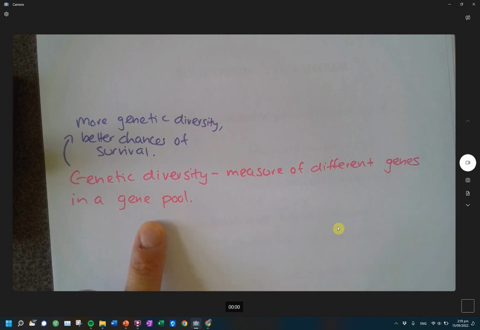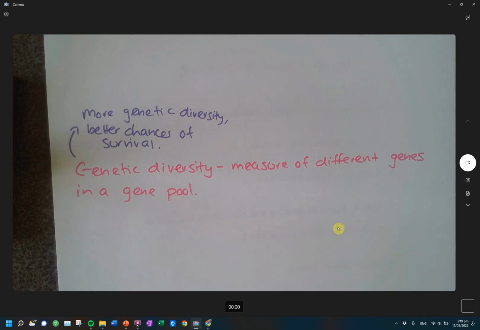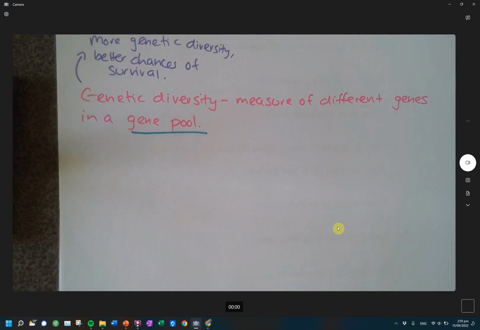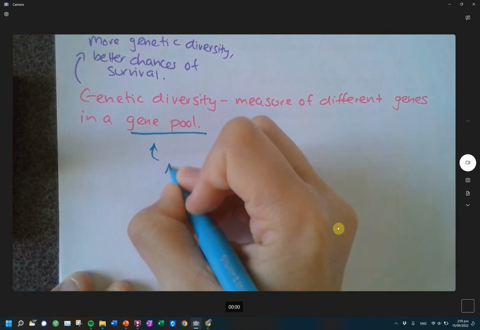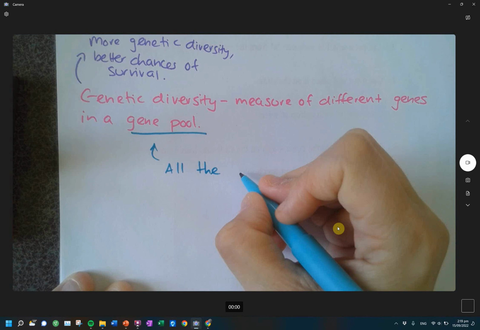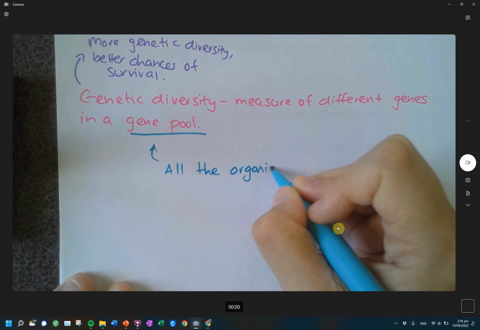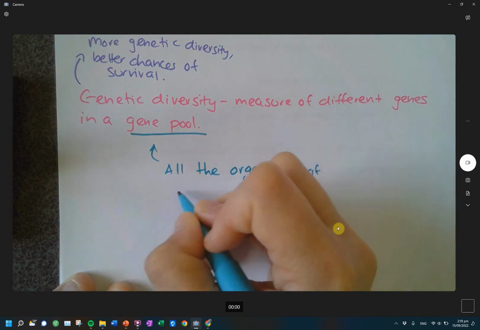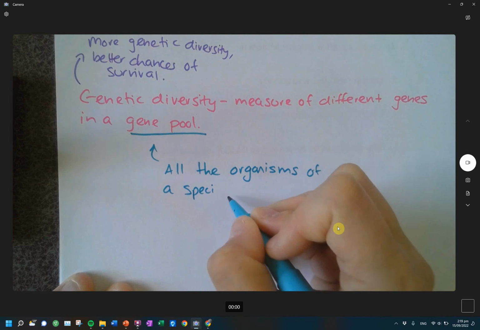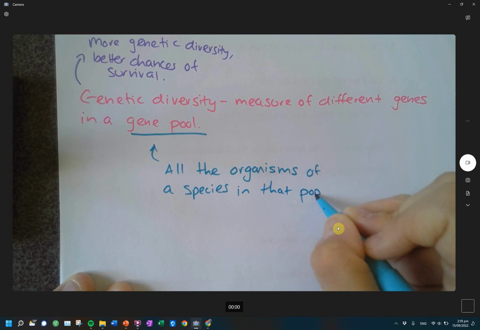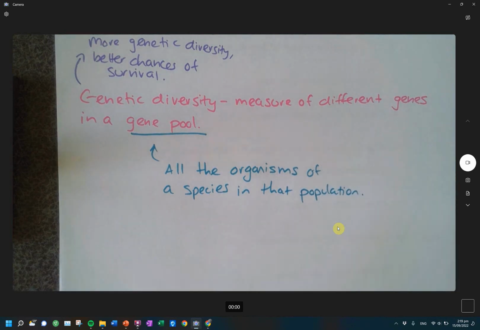A new word that we see here is gene pool. With that gene pool, what we're talking about is all of the organisms of a species. So we're only looking at one type of animal in that population. There's lots of words that we need to break down there. There's a few words that I want to break down.